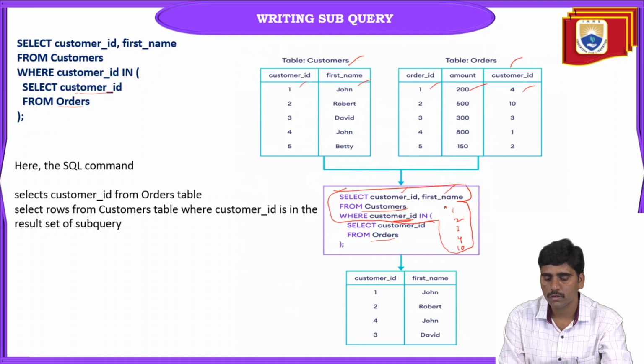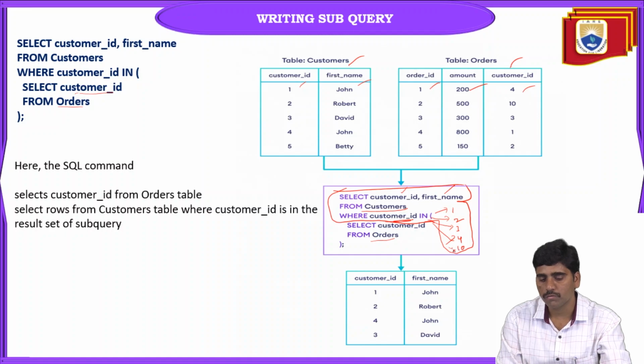Now executing the main query: SELECT customer_ID, first_name FROM customers WHERE customer_ID IN (1, 2, 3, 4, 10). If 10 is there, then it displays. If 4 is there, it displays. If 3 is there, it displays. If 2 is there, it displays. If 1 is there, it displays. So from this, we can see 1 is there, so it displays with the customer ID and the name.